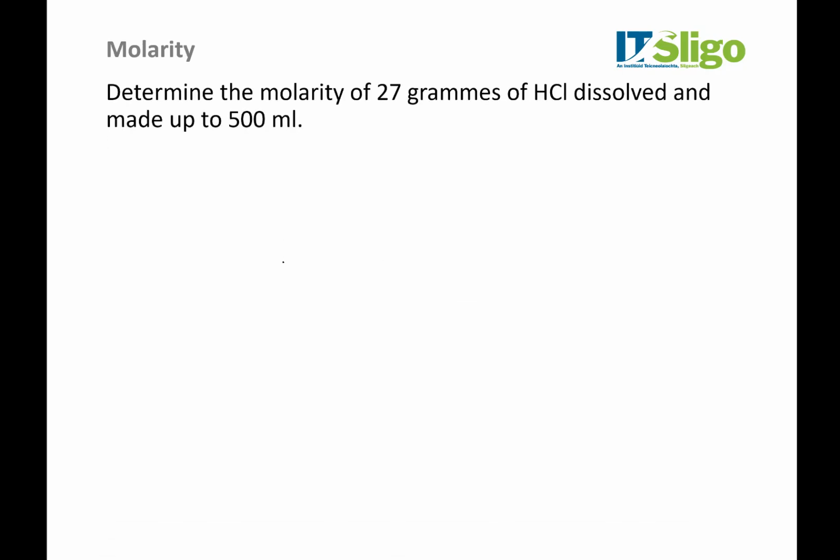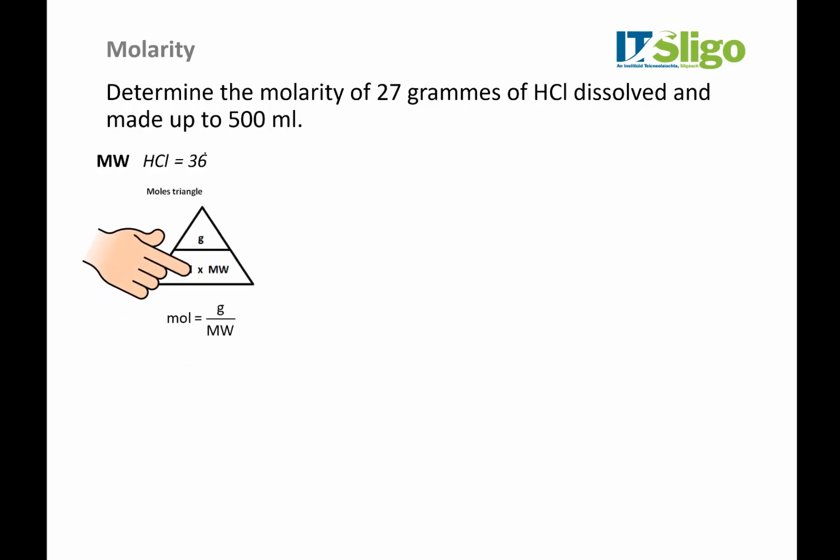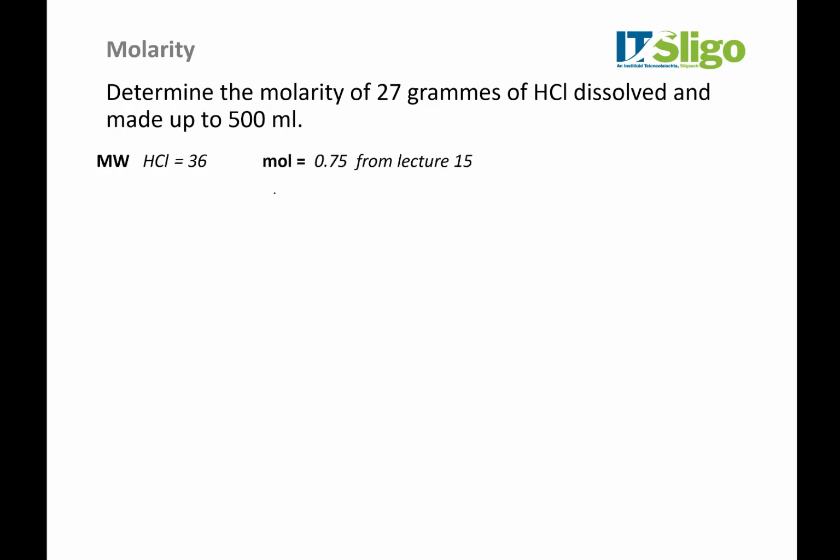So determine the molarity of 27 grams of hydrochloride made up to 500 mils. Also, guys, pay attention to the language. This is made up to 500 mils, so that's our final volume. Now, we did this question in lecture 15. The molecular weight of HCl is 36. We're looking for the moles, so it's grams, 27 over 36. That's our moles. And like I said, we did this in lecture 15. The moles is 0.75.